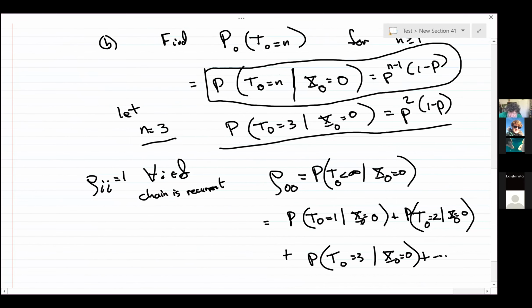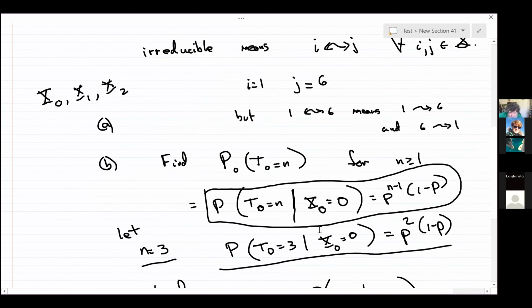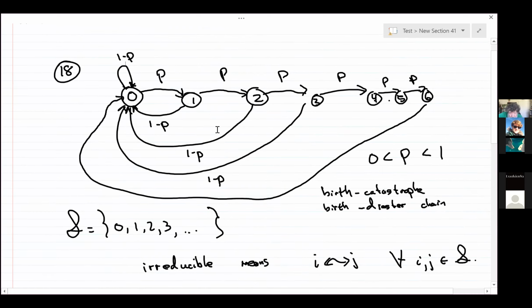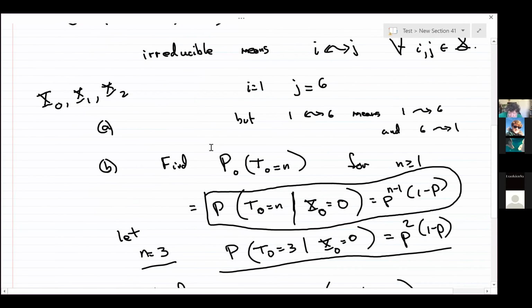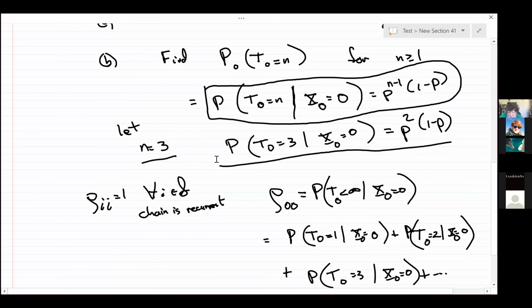So what does this all look like? If you're at 0, and the first time you return to 0 is 1 step, the probability of that would be the 1 minus p. That would be the loop here. Okay, so this one would be the 1 minus p.